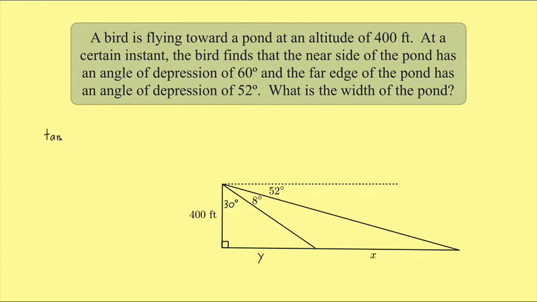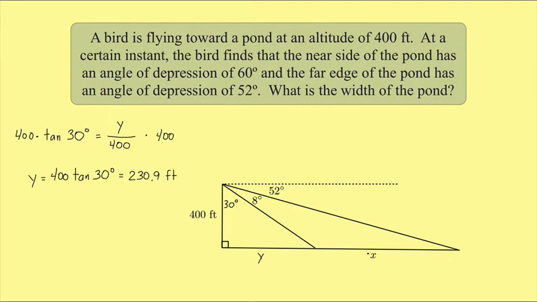So the tangent of 30 degrees should equal the opposite over the adjacent. The opposite is y, that's across from the 30 degree angle, and the adjacent is 400. I want to solve this for y, so I'm going to multiply the equation on both sides by 400, and I get y equals 400 times the tangent of 30. And when I type this into a calculator, I get 230.9 feet. Okay, so now I have y.